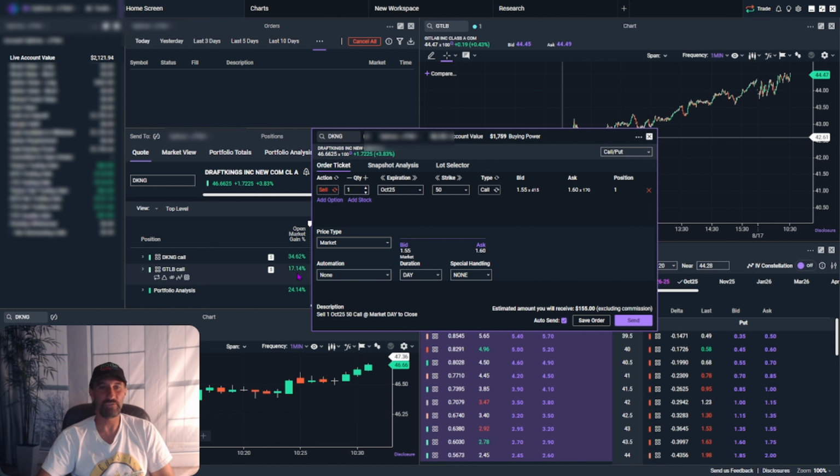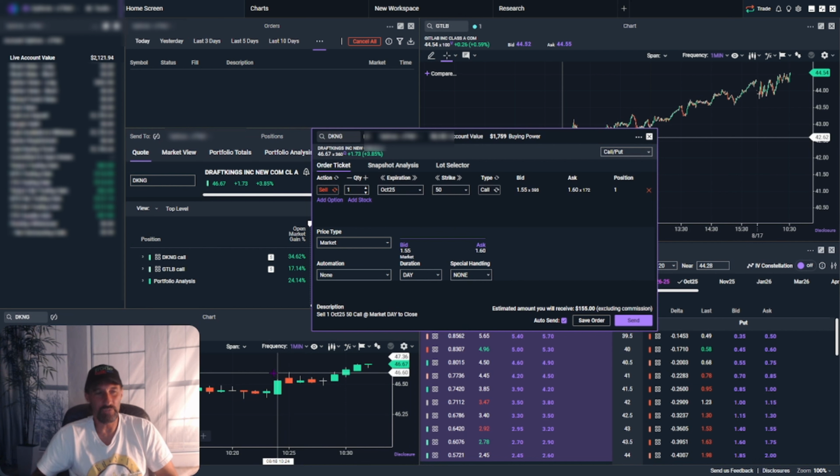GTLB up 17%, DKNG up 34%. So both of those flow trades were doing pretty well. You can lock them both in and get some decent gains there. But again, I'm going to let the chart dictate. So this 46.60 area was resistance. Now I want to see 46.60 become support. So we'll leave that line there just so you can see the candles form around it and what they do in this area. But that 46.60 was prior resistance, so I want to see it become current support.